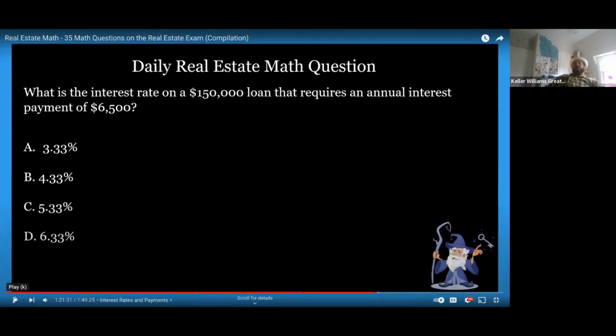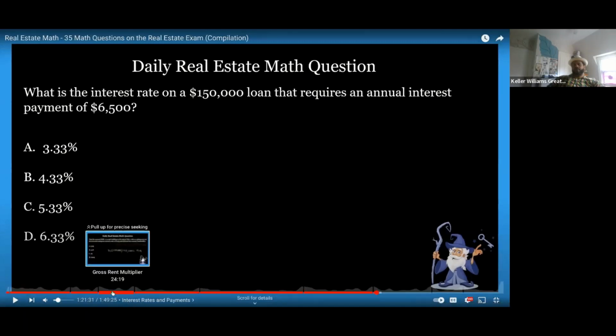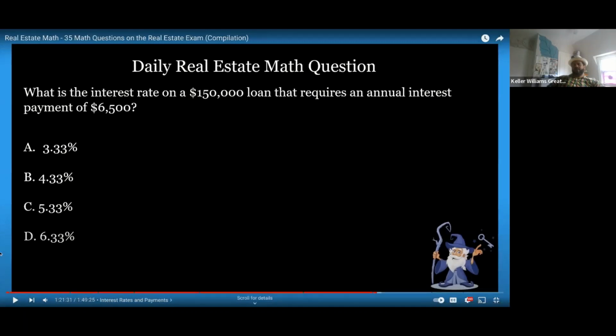What is the interest rate on a $150,000 loan that requires an annual interest payment of $6,500?